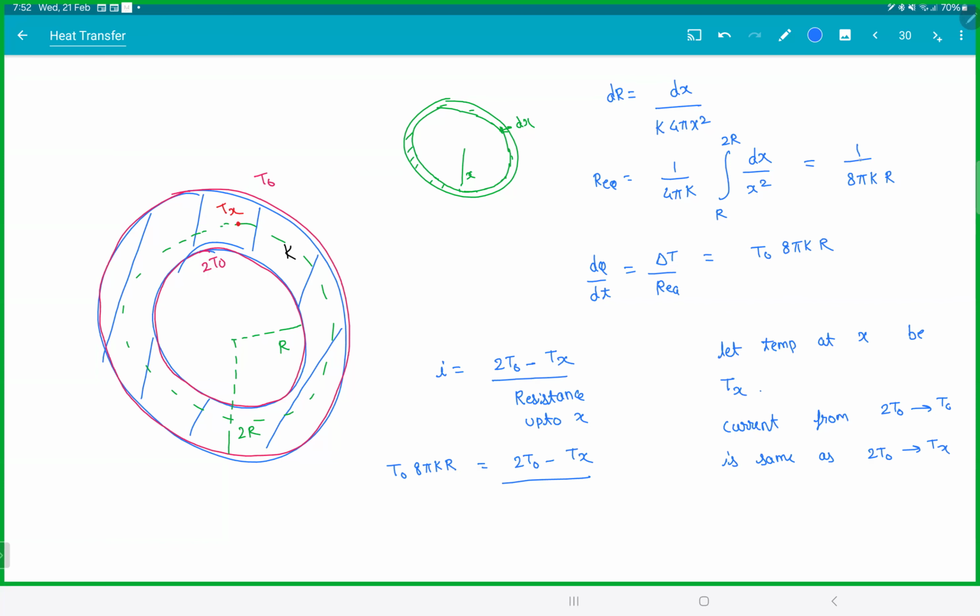What is the resistance? This formula here, 1 by 4 pi k integral dx by x square. Limits will change from r to x. Bas wo difference tha. Is that making sense? You need to find the resistance up to x. So here you found the resistance from r to 2r. Find the resistance from r to x.